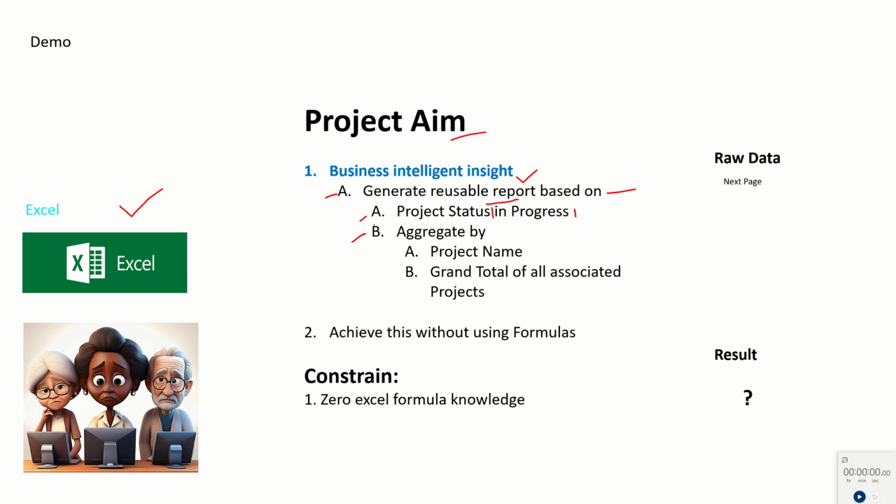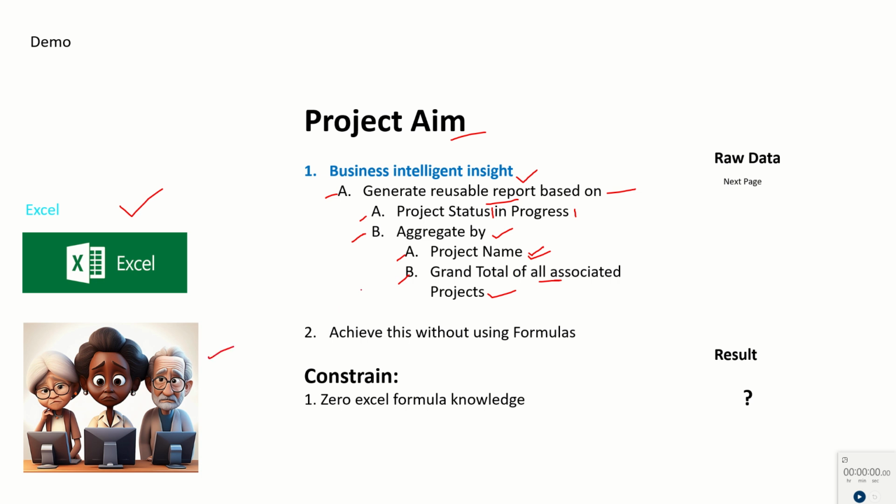All right, that's fine. Part B of this, they also want us to provide aggregates. Okay, aggregates of what? Of A and B. The first one by project name. That's fine, we can achieve that. The next bit, they want us to achieve a grand total of all associated projects. Right, I see. I now know why they are not looking happy.